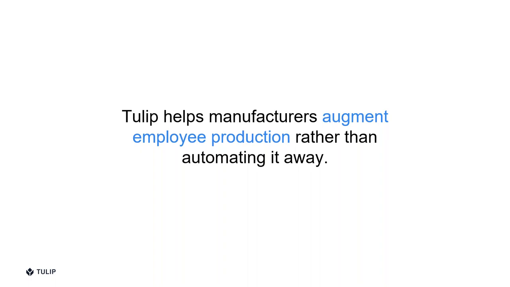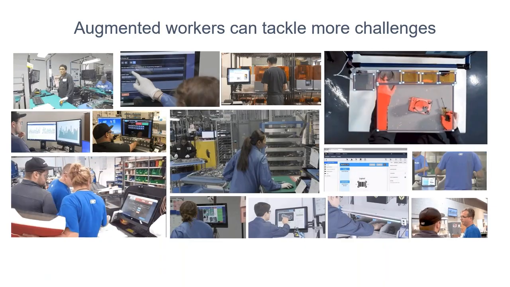So Tulip takes the approach of augmenting these employees with better tools, giving them better data, and then capturing their feedback and incorporating that into the overall data structure of the operation by incorporating performance dashboards and production dashboards and the like, and creating these feedback loops in the manufacturing operation.